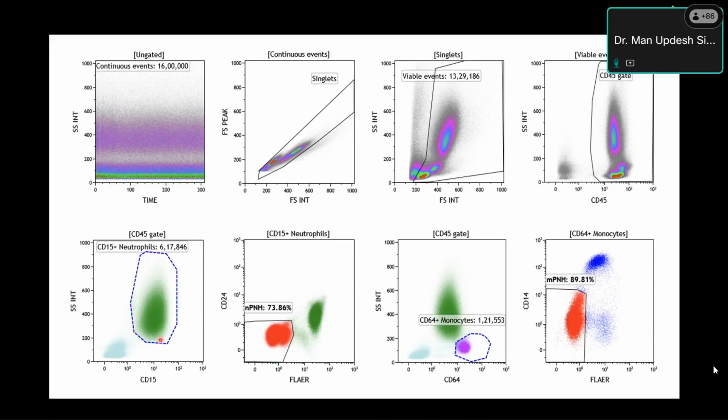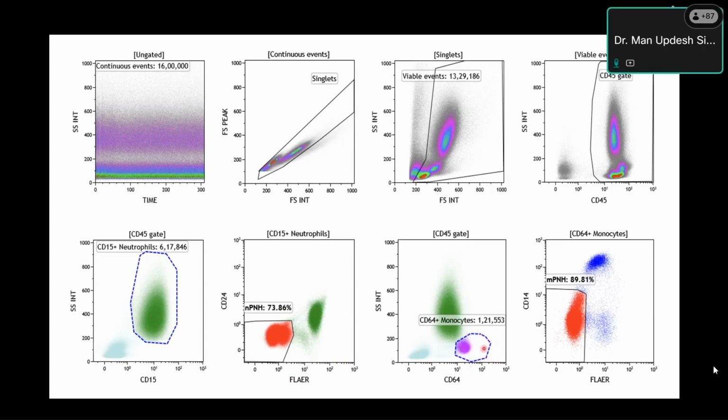One is neutrophils, which we gate on CD15. CD15 is not GPI linked, so it will not be decreased in PNH patients. So you gate on CD15 positive cells, and you are basically looking at neutrophils. I put these CD15 positive neutrophils in the next plot, and some of these are missing CD24 and FLAER, the red ones. And some of these are expressing CD24 and FLAER, which are the normal neutrophils. So in this case, nearly 74% of neutrophils are not expressing CD24 and FLAER.